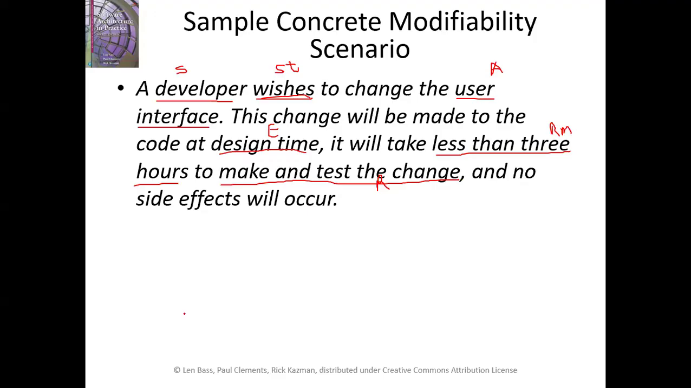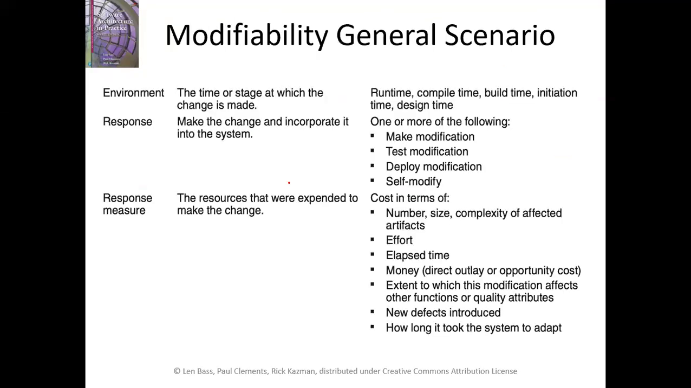So we already built our system. We have the source, which is the developer, who provided the stimulus, that is a wish to change. And then the stimulus is sent to the artifact, which is the user interface. This change will be made to the code at design time. So the environment that receives this modification is the design time. And the change would be made in less than 3 hours. This is the measure of such a response to the wish to change. And then we will make the change and we will test the change. And this is the response.